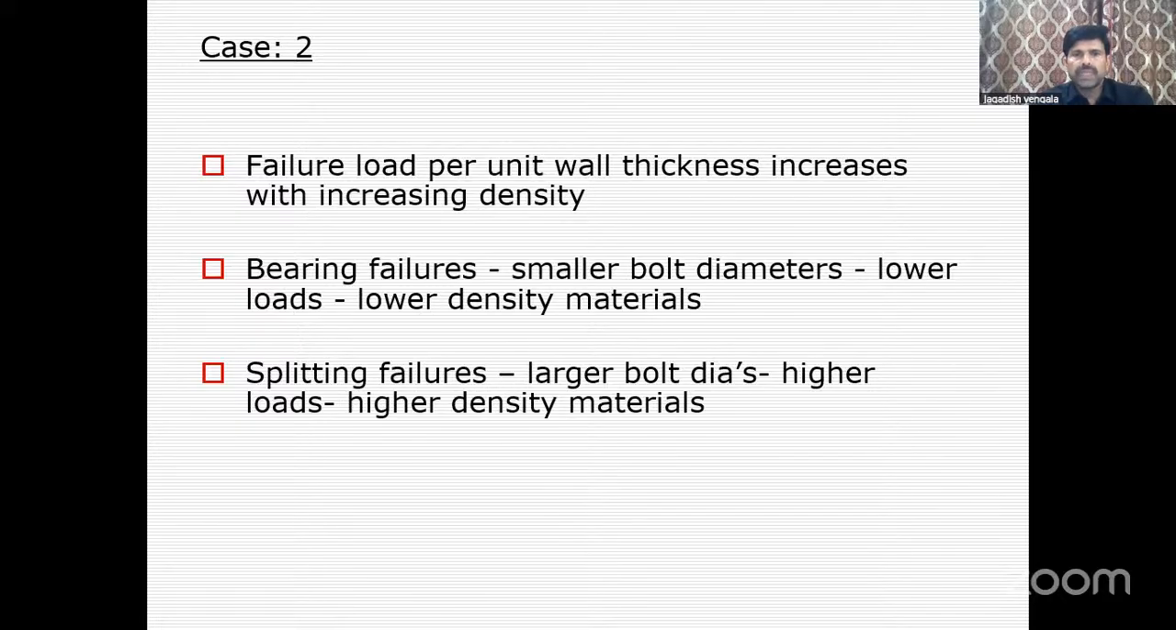So failure load per unit wall thickness increases with increasing density. Definitely it will increase, because the more the density, the more the number of fibers, and it will take more load. Smaller bolt diameters and lower density give lower loads, and smaller bolts also fail more. Larger bolt diameters take higher loads, and with high density, splitting failure occurs. You can see it from the example. So you need to use a typical minimum bolt diameter and also a higher density, that means the species I am talking about.